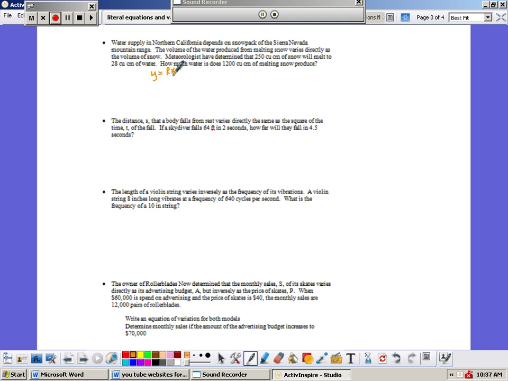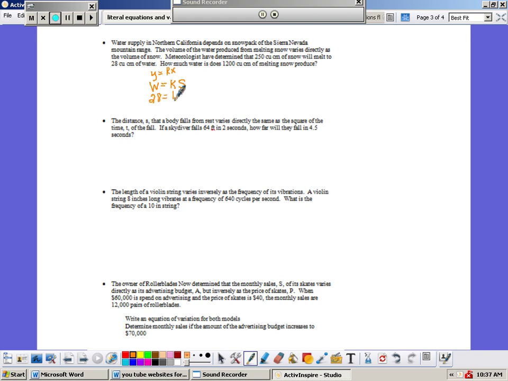So we're doing direct. Water supply in Northern California depends upon the snowpack of the Sierra Mountains. The volume of the water is directly proportional with the melting snow. So water is directly proportional with snow. So I set up the formula. Now I'm going to use the information in the next sentence to find out what K is. Meteorologists have determined that 250 cubic centimeters of snow will melt to 28 cubic centimeters of water.